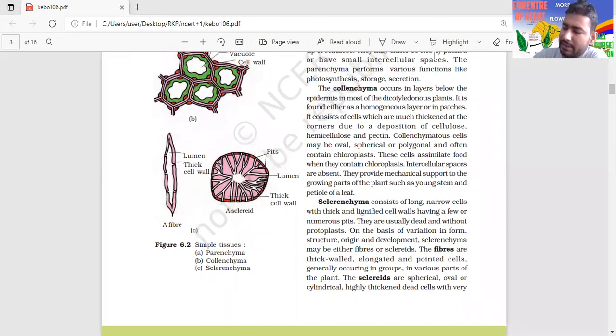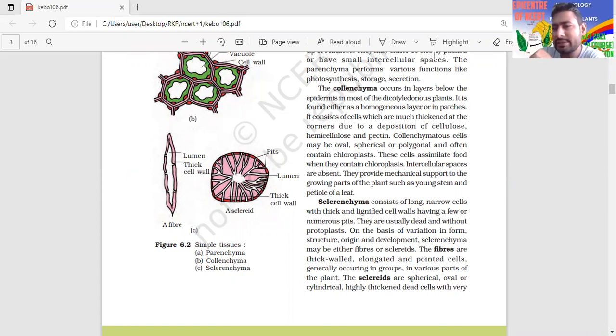So I told about the parenchyma and collenchyma. Collenchyma sometimes is also classified as lamellate, angular, and lacunar collenchyma. So these are the different types of collenchyma.